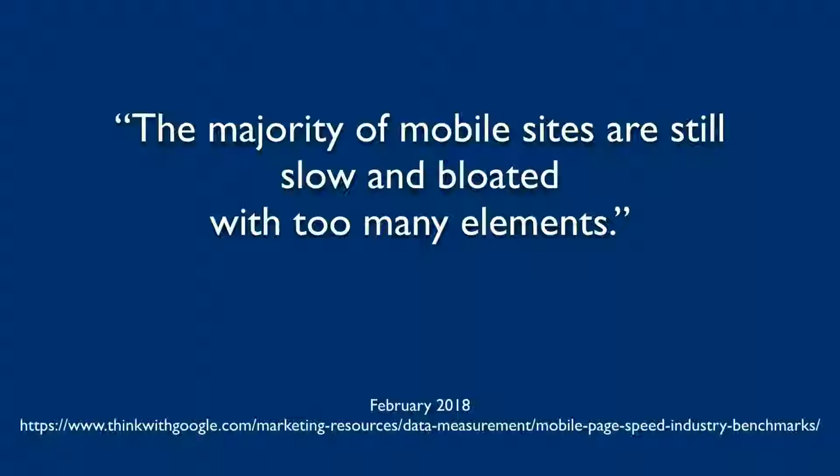And then in a similar article that Think with Google published just a month ago in February, they looked at 11 million mobile ads landing pages spanning more than 200 countries. The results of their study revealed some pretty disquieting observations. It confirmed their thesis that even as most traffic is now occurring on 4G over 3G connections, the majority of mobile sites are still slow and bloated with way too many elements.